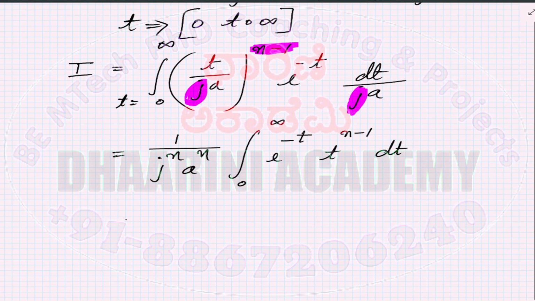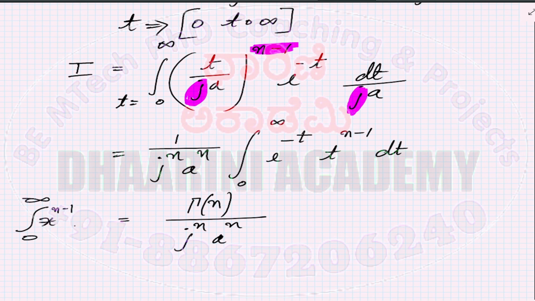Alright, so what is this now? This means this is equal to the numerator, the integral is gamma n, over j to the n a to the n. Alright, we came up till here. So what is there on the left hand side? I can actually equate that now. This is nothing but what we started with, the integral from 0 to infinity of x to the power n minus 1 into e to the power minus j ax into dx.